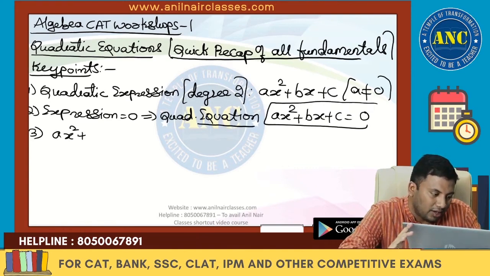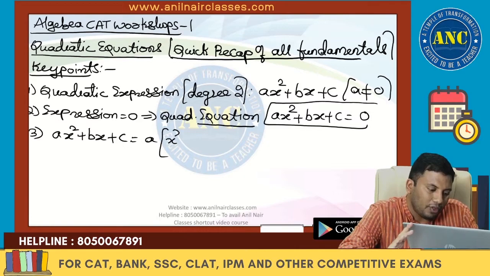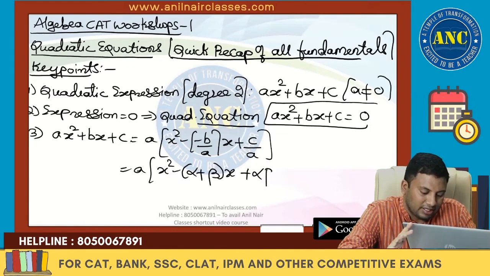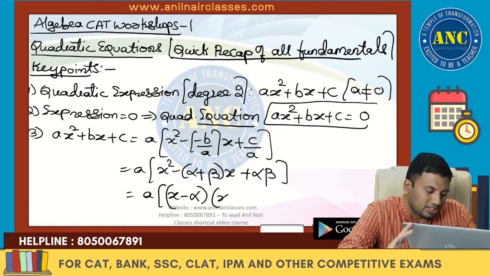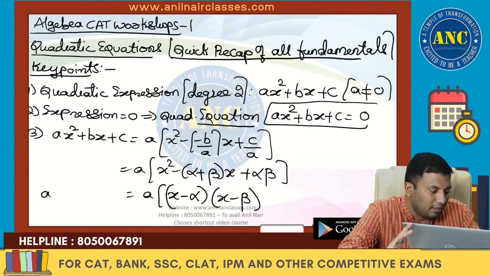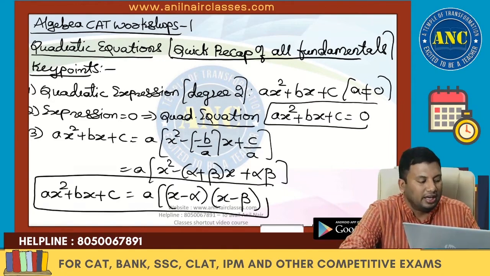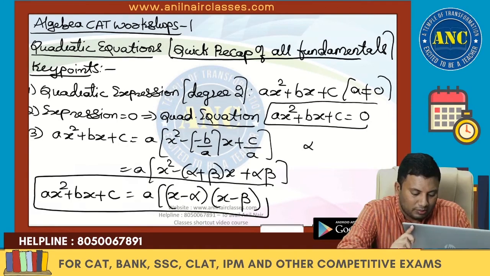So, ax square plus bx plus c is nothing but a into x square minus of minus b by a x plus c by a. This is nothing but a into x square minus of alpha plus beta into x plus alpha beta. This is nothing but a into x minus alpha into x minus beta. Please make a note of this important key point: ax square plus bx plus c can also be written as a into x minus alpha into x minus beta.